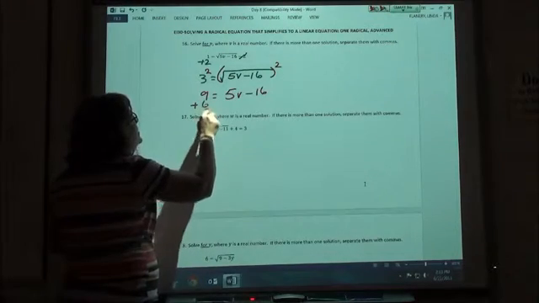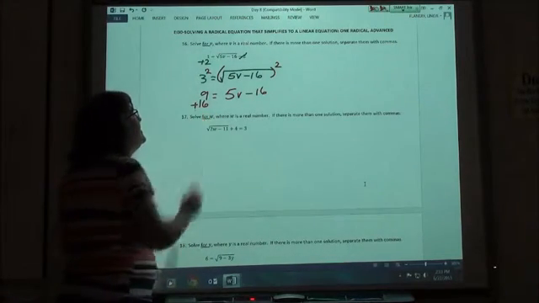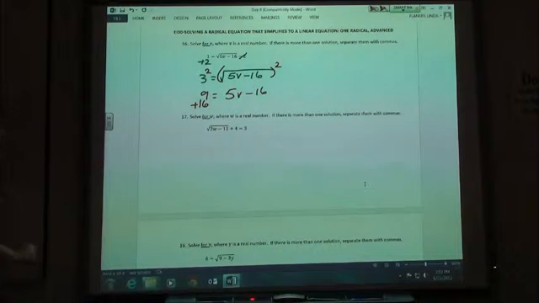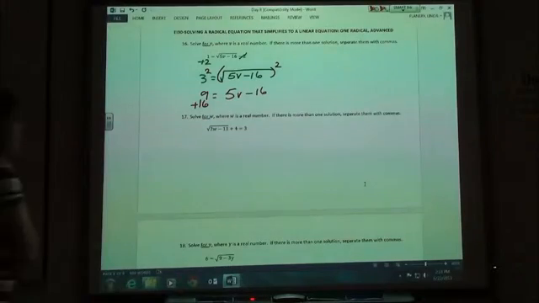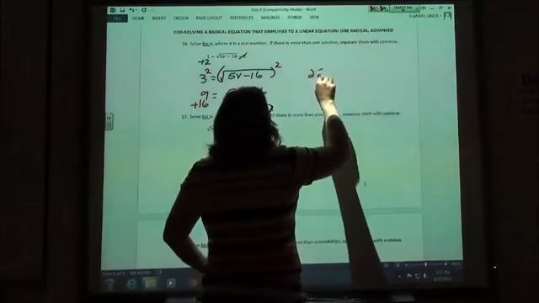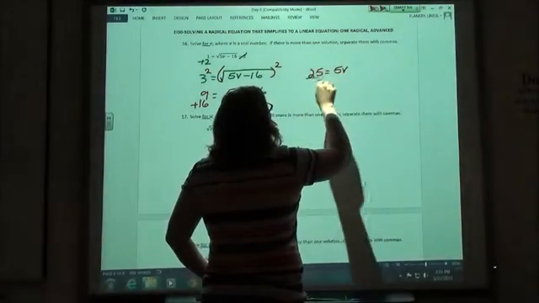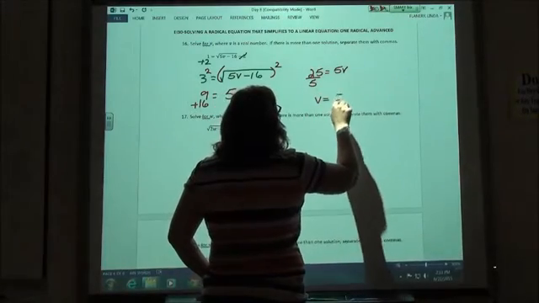So we're going to add our 16 to move that over to the other side. So 9 plus 16 is 25. So 25 equals 5b. And when we divide by 5, then b equals 5.